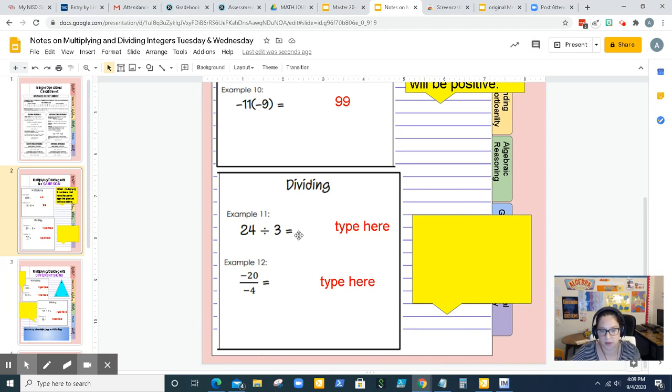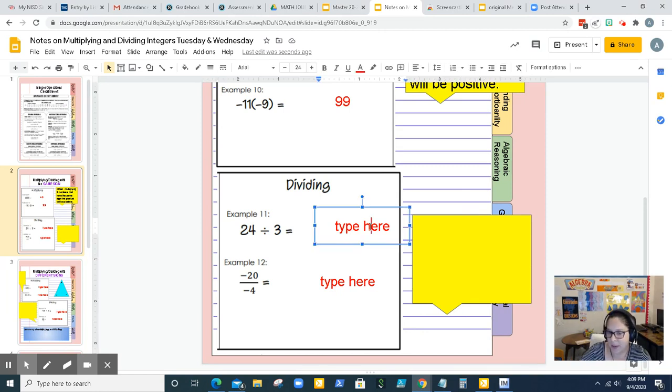there we go. Same thing, positive divided by a positive, you're still going to have a positive answer. The signs are the same. So 24 divided by 3, you would get 8. It's a positive 8.